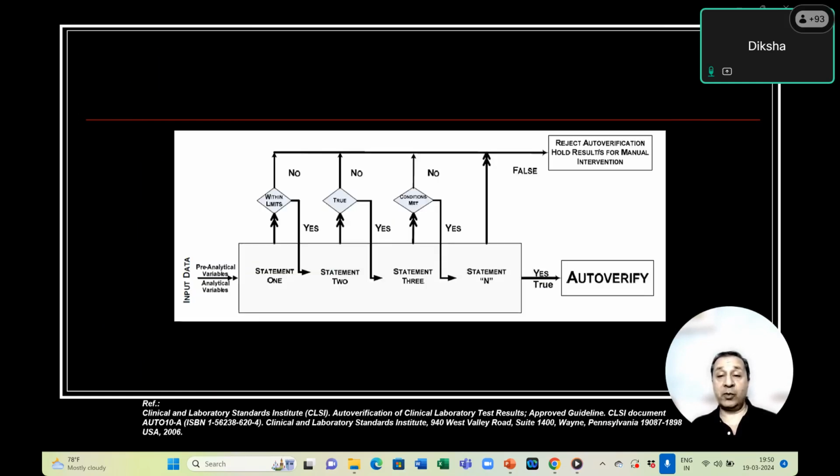All this process actually needs to be defined. When you're defining your auto verification engine, you need to not only set up the engine, you need to validate the whole process. And once you've validated the whole process, does the auto verification engine come into the picture?